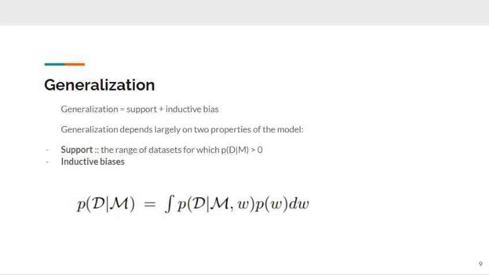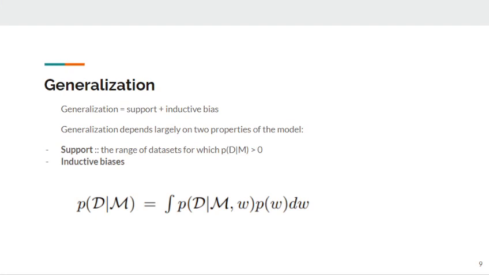Generalization. An important question in the introduction of the article is how and why neural networks generalize. The authors argue that from a probabilistic perspective, generalization depends largely on two properties: the support and the inductive biases of a model. So we can summarize that generalization depends on support and inductive bias, which are two important parameters of it.